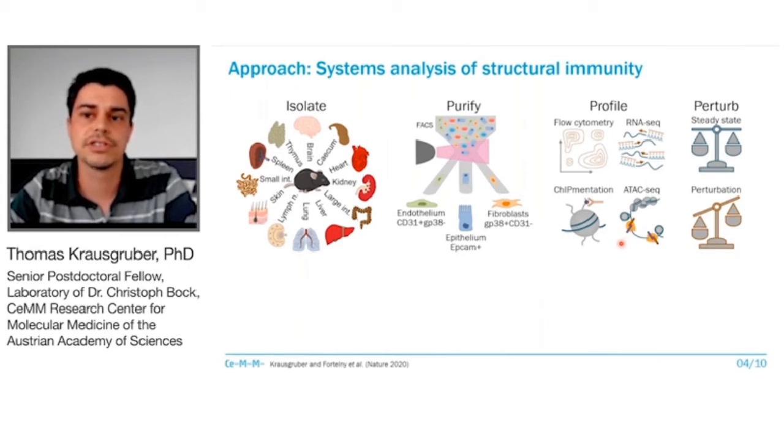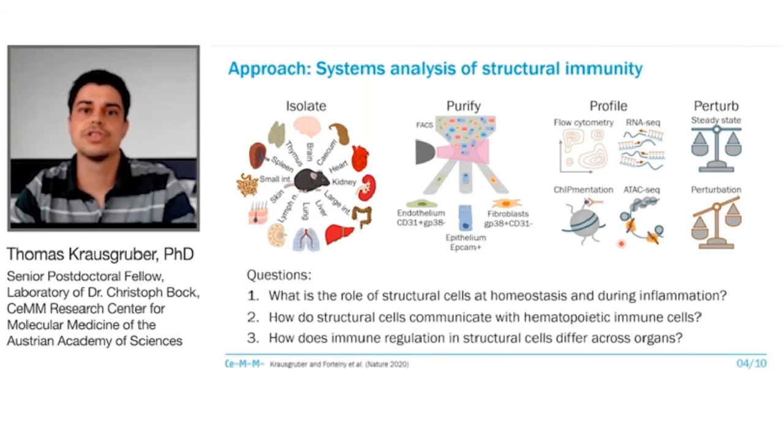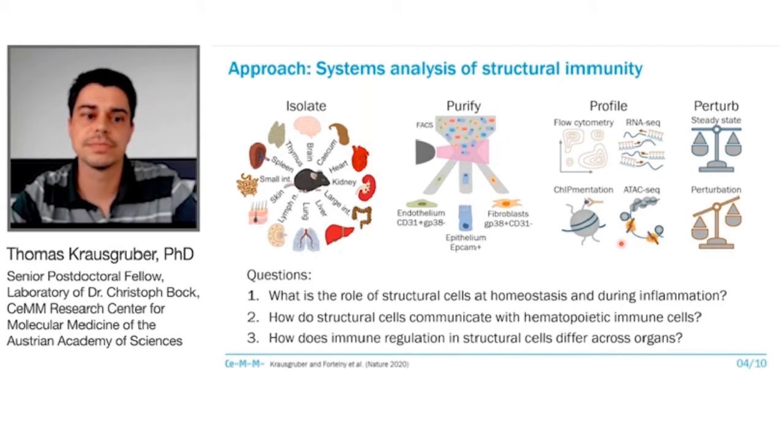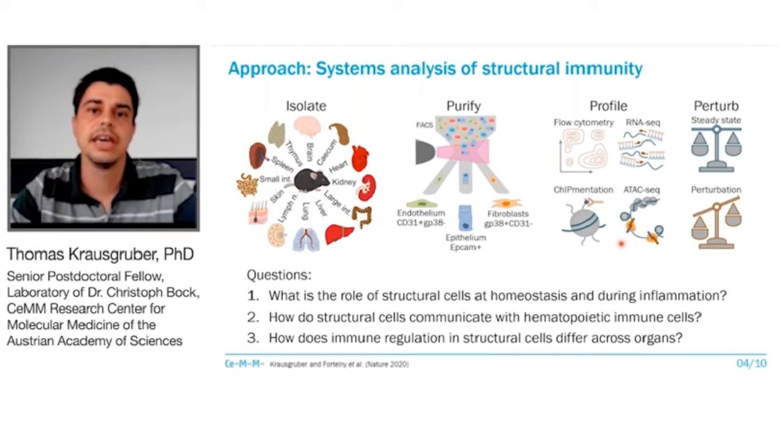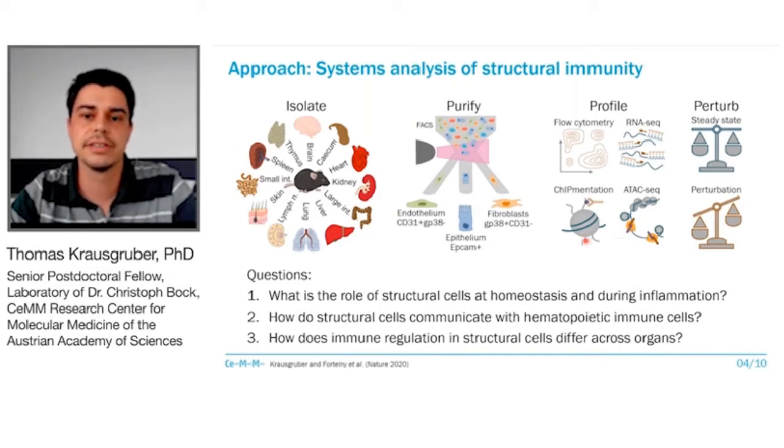I profiled structural cells at steady state and perturbation and wanted to answer three main questions. First of all, I wanted to know the role of structural cells at homeostasis and during inflammation. Furthermore, I was interested in how structural cells would communicate with hematopoietic immune cells. And in order to answer those first two questions, I primarily used data generated by flow cytometry and transcriptome analysis.